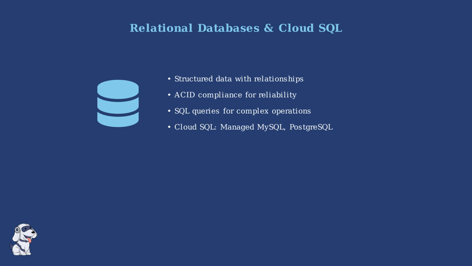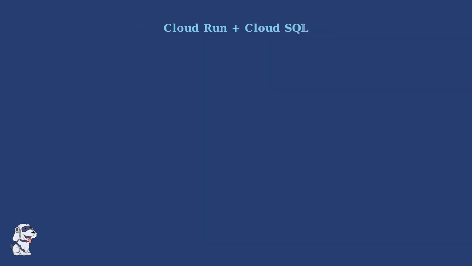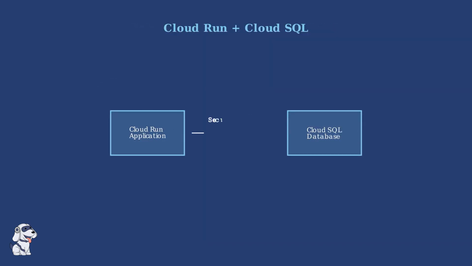rather than database management. When you combine Cloud Run with Cloud SQL, you get a powerful architecture for building scalable web applications. Your containerized application runs on Cloud Run and connects securely to your managed database on Cloud SQL.